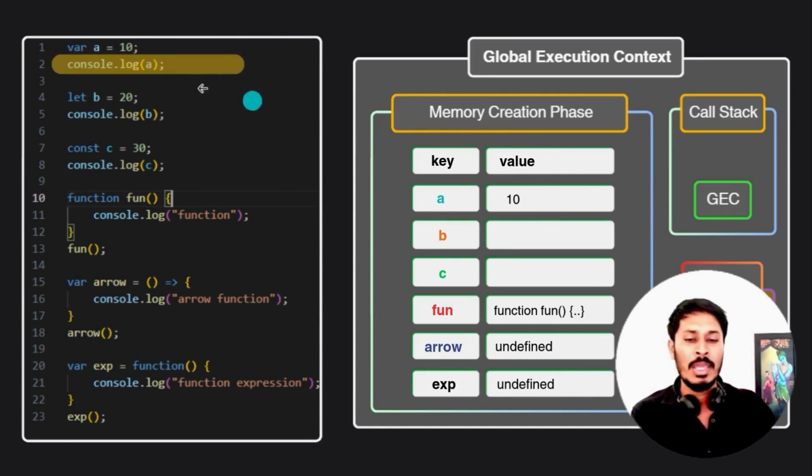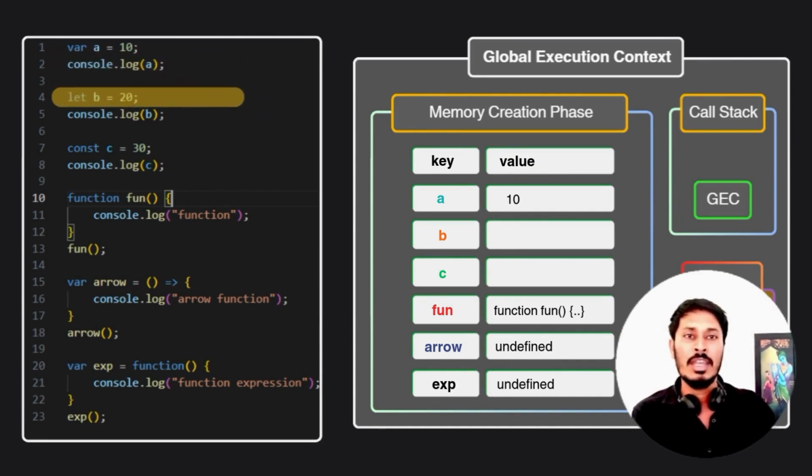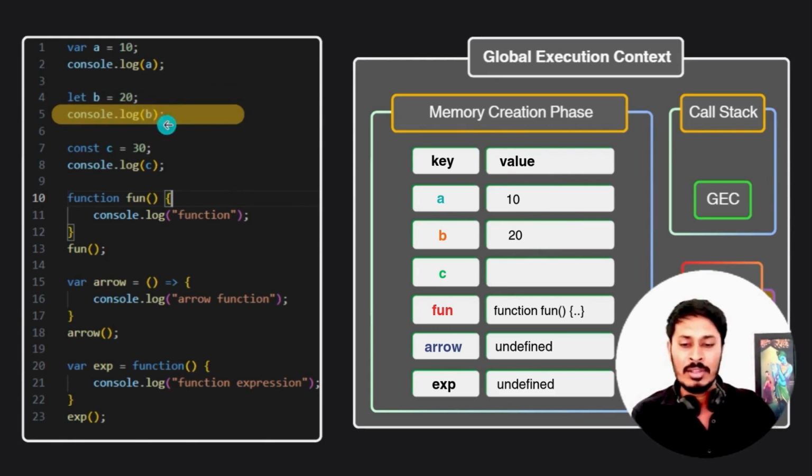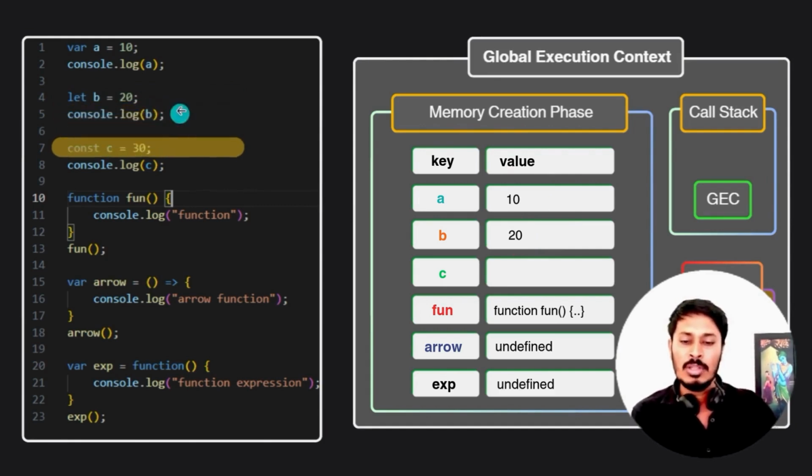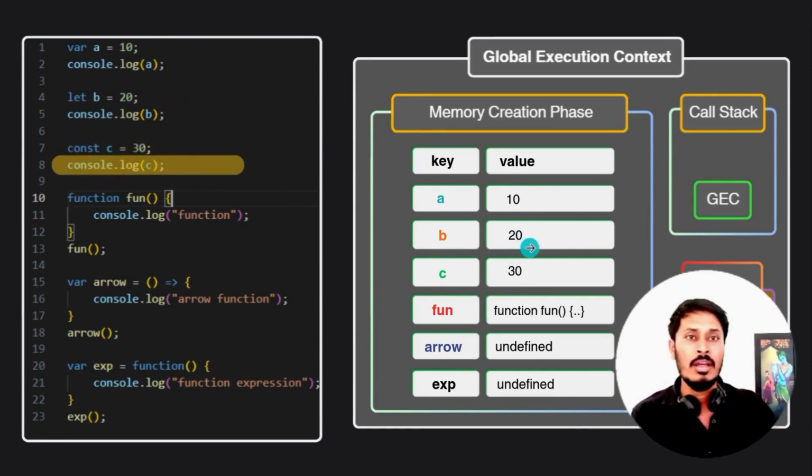Then we will go to the next line. The value of A, 10, is printed in the console. Then JavaScript moves to the next line. We have a variable B, let, as 20. So the actual value 20 will be stored in the memory. And then it will print the value 20. After that, we will move to the next line. We have a variable C with value 30. So value 30 will be added here, and C will be printed on the console.